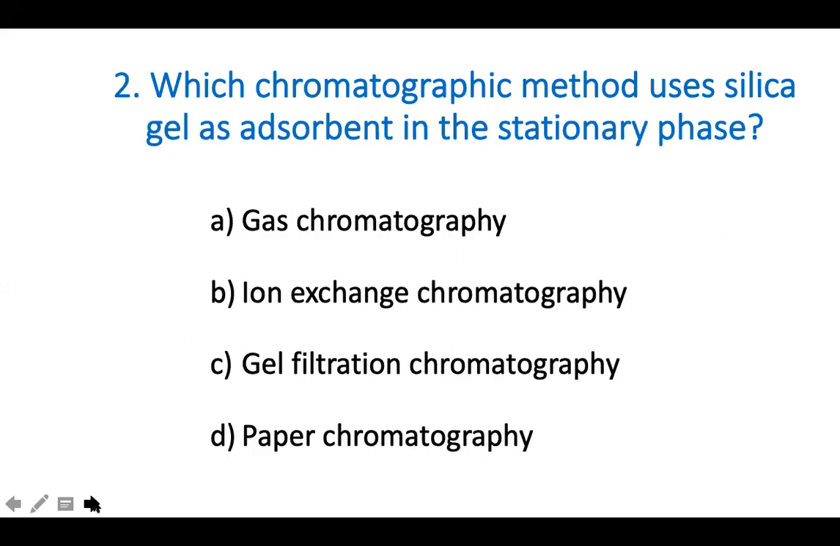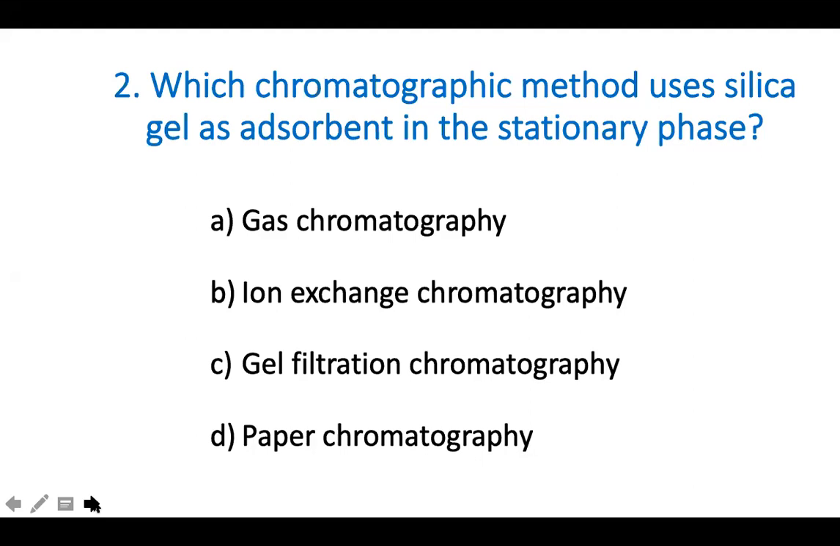Which chromatographic method uses silica gel as adsorbent in the stationary phase? A, gas chromatography. B, ion exchange chromatography. C, gel filtration chromatography. D, paper chromatography.